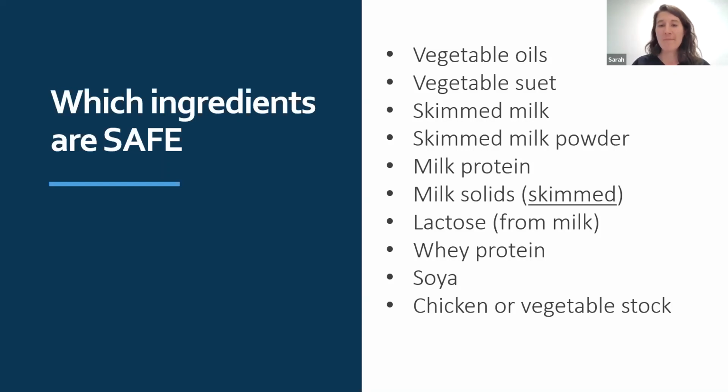Milk protein comes up quite often alongside whey protein, and this is quite a confusing one, but that is really just the protein portion of the milk. So that's the fat removed and the water removed. That is safe to have in adult Refsum's. Soya and chicken and vegetable stock are also safe to include.